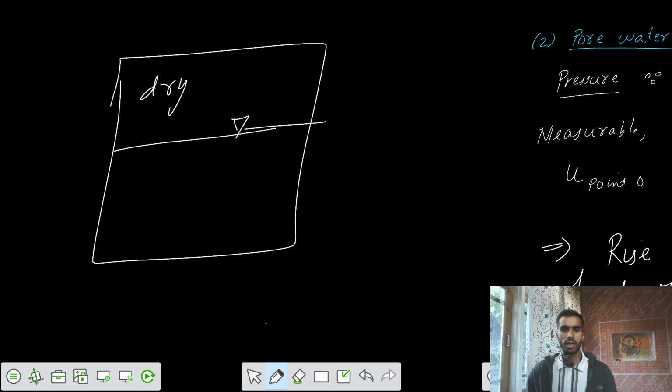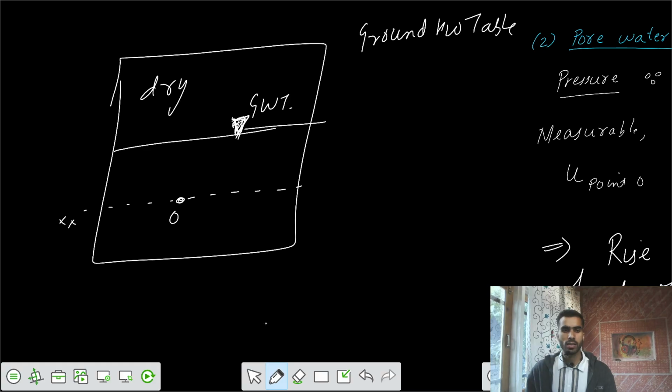This part is dry, and the water table is here. This is your water table, the groundwater table. This we call the groundwater table.